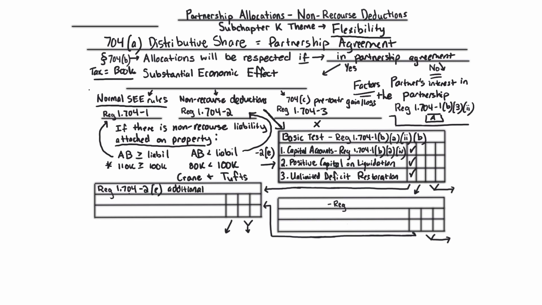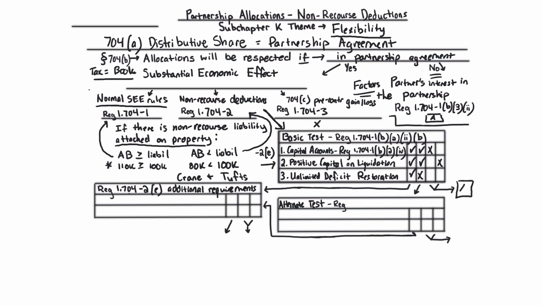But before we go over there, what if you fail the basic test? Well, if you meet the first 2 requirements but you fail the third, then remember the alternate test from Reg 1.704-1, the alternate test may be met. But if you fail requirement 1 or 2, it doesn't matter about 3, requirement 1 or 2, well, guess what?